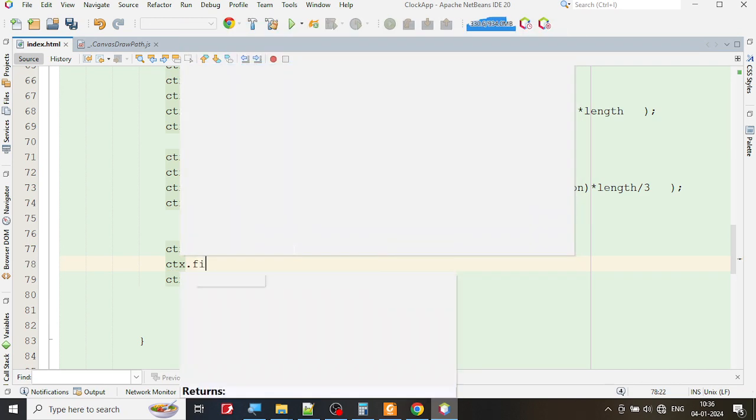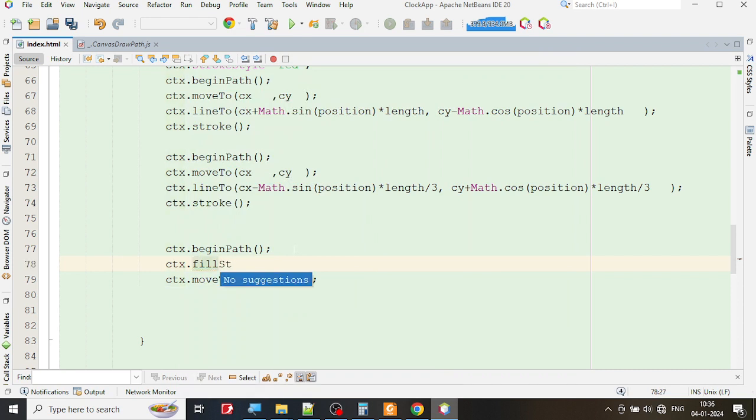Let's say I'm going to say fill style. So this is my fill style. Fill style is red. And I will not move to any position and other thing because I just want to draw a circle.